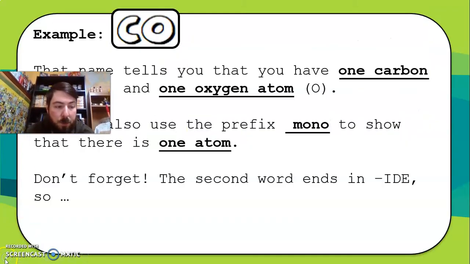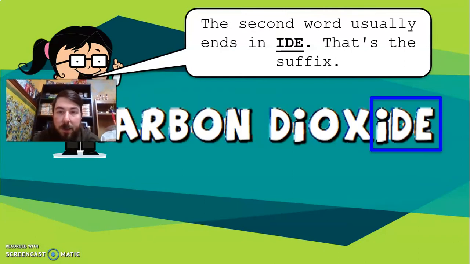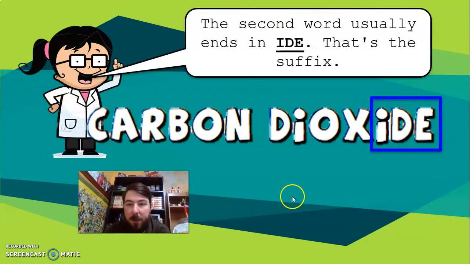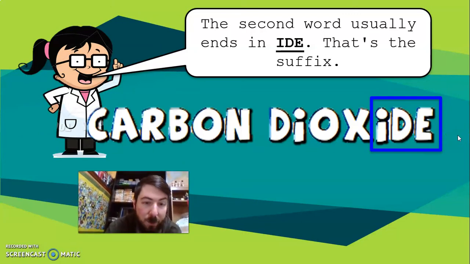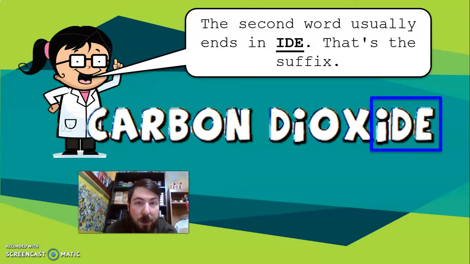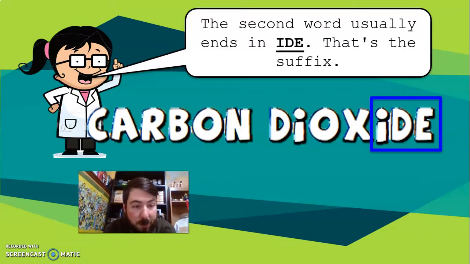So, let me just go back. The second word in the name always ends in "ide." So that's the suffix. That's what we put at the end of the word. So for oxygen, it's oxide; for chlorine, it's chloride. If it was fluorine, it would be fluoride.